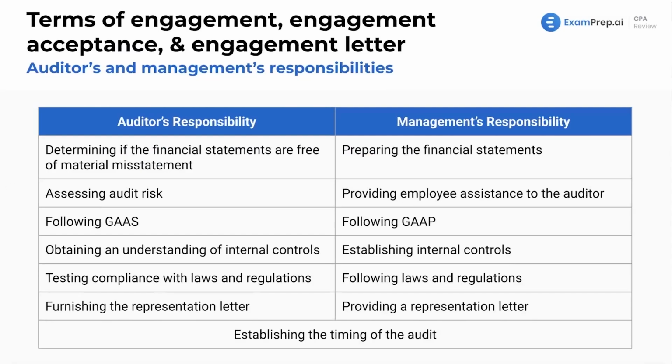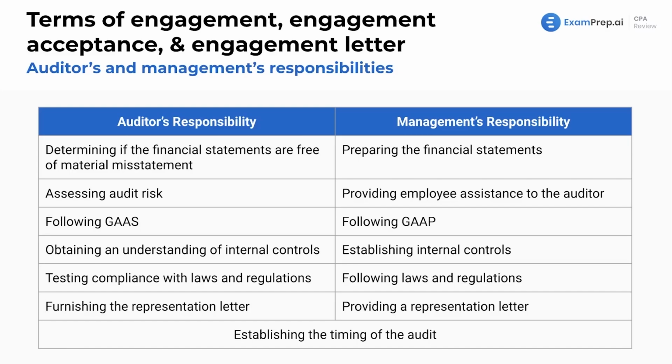Now here we've got the responsibilities of each party in the engagement laid out. You can see we've got the left column for the auditor's responsibility and the right column for the actions that are the responsibility of management. Generally speaking, the auditor's responsibility is to provide a good audit, and management's responsibility is for the financial statements.